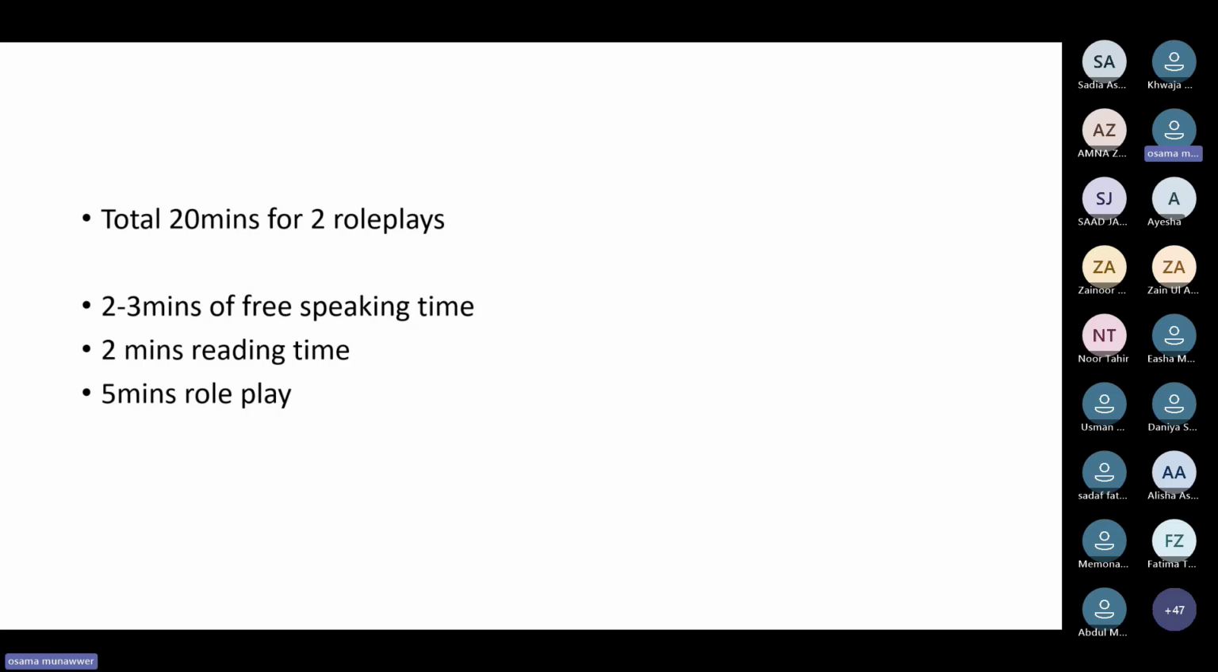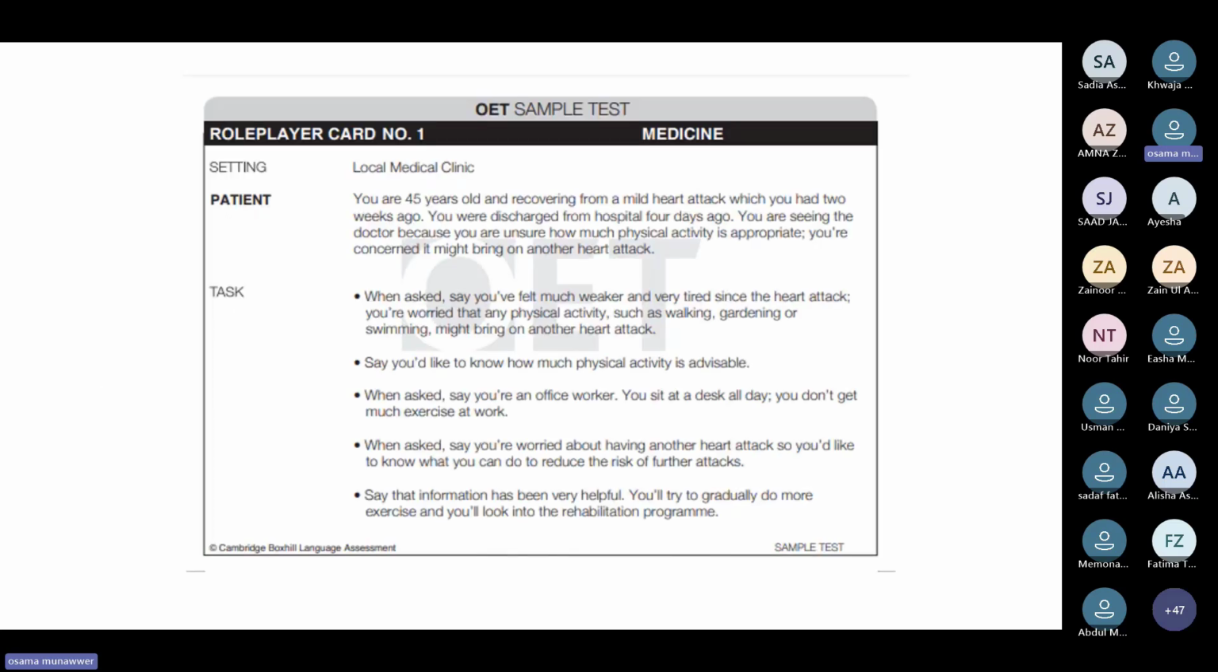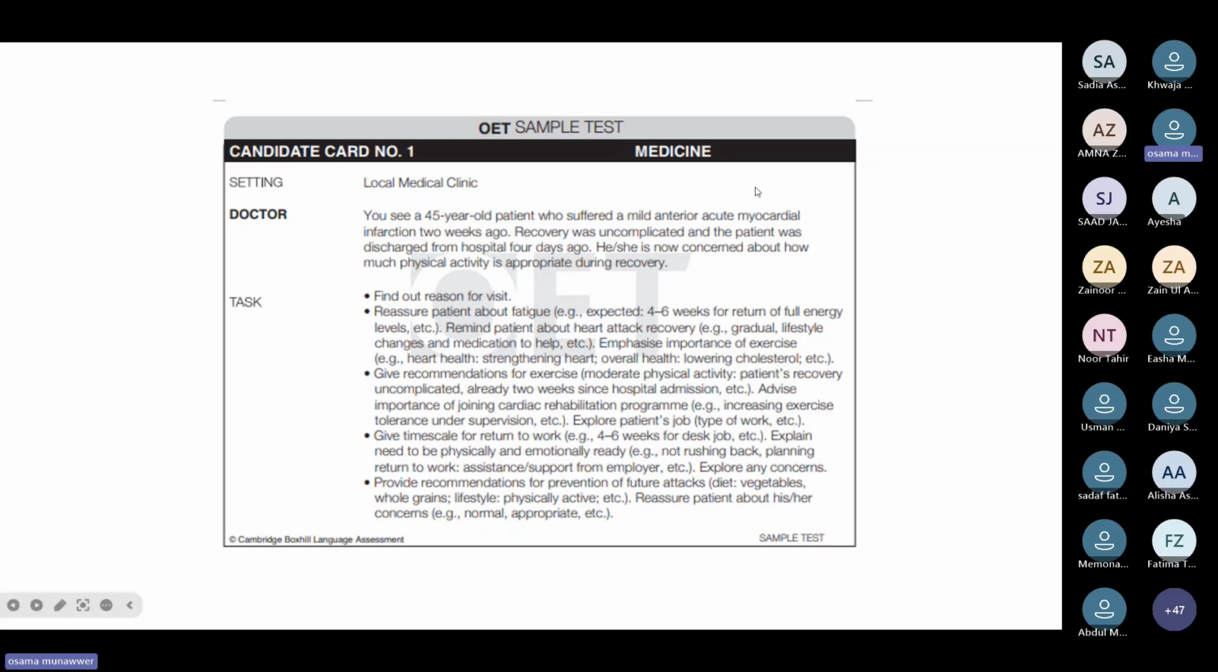Okay. Now coming to 2 minutes of reading time. So they're going to give you a card which basically looks something like this. There's 2 cards. One is the role player's or your invigilator's card, and then there's your card. So you have 2 minutes to go over this card. Right?